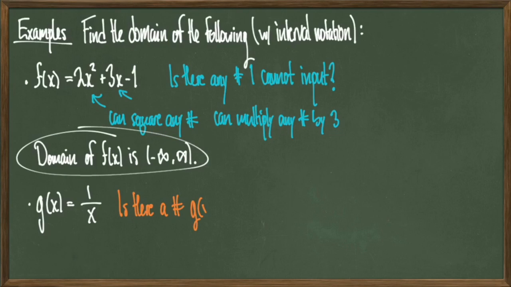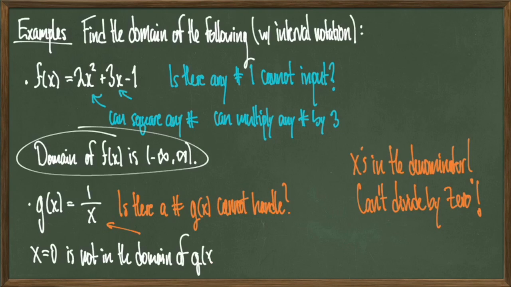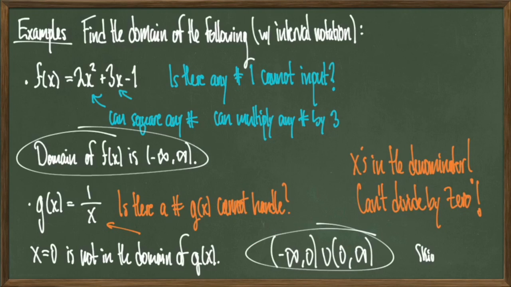In our next example, let g of x equal 1 over x, and then we ask, is there any number that g of x cannot handle? We notice that our variable x is showing up in the denominator. This means that we are at risk of dividing by 0. So the point is to avoid all possible x values that force the denominator to equal 0. Turns out, if x is equal to 0 itself, then we are dividing by 0, and this is the only number in this particular context that g of x cannot handle.